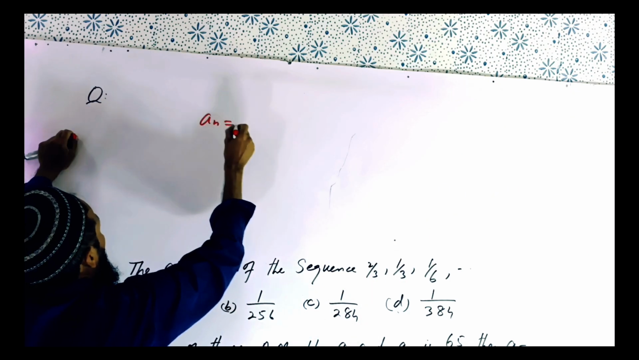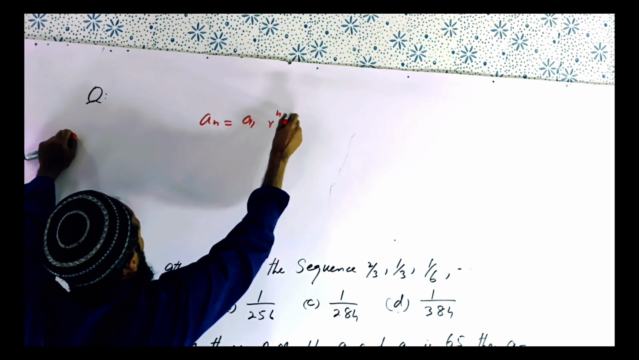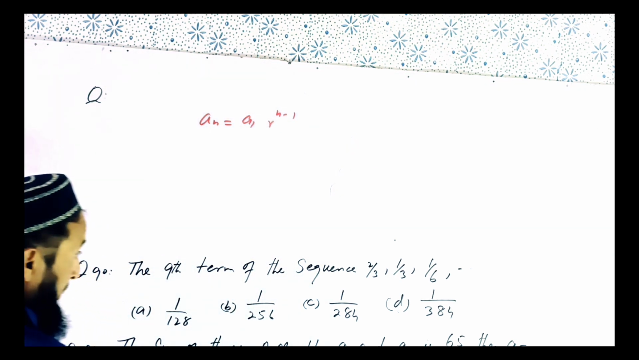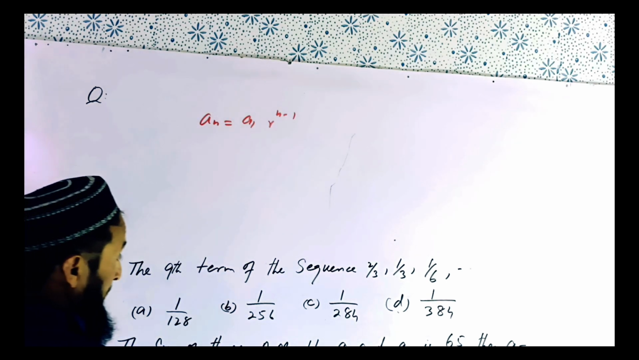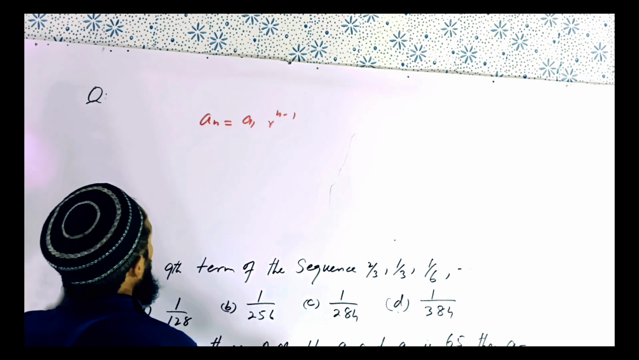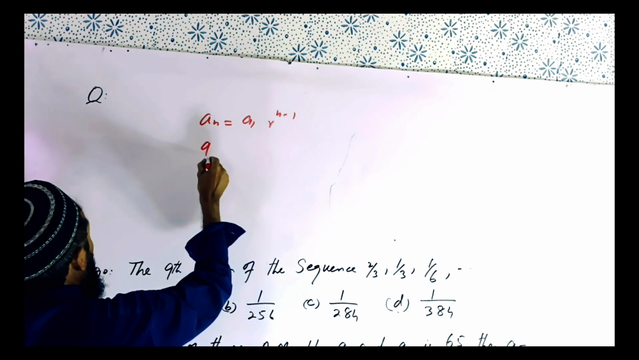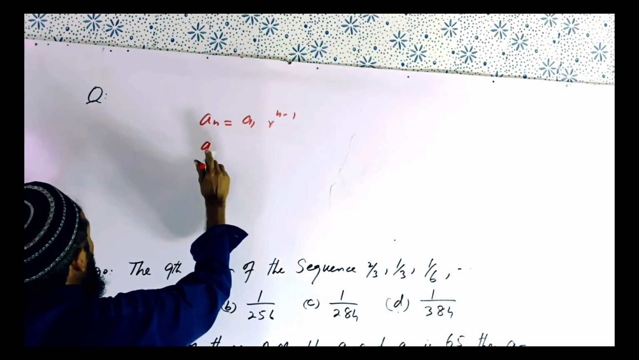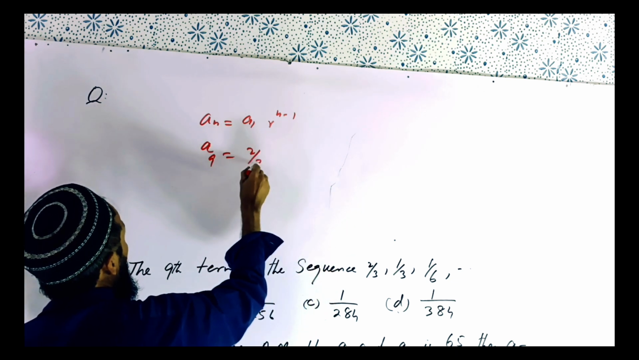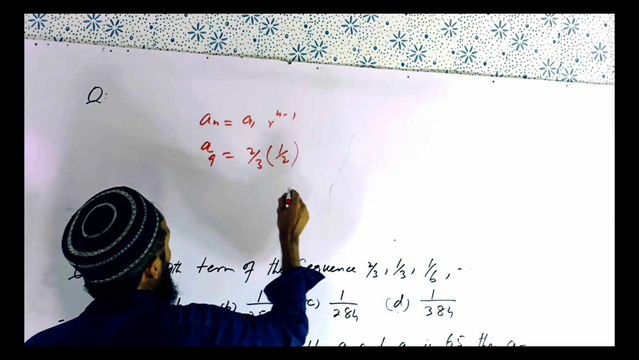So a_n is equal to a_1 r^(n-1). r is the common ratio, so this will be equal to 1/2. The 9th term is required. a_1 is 2/3 and the common ratio is 1/2.